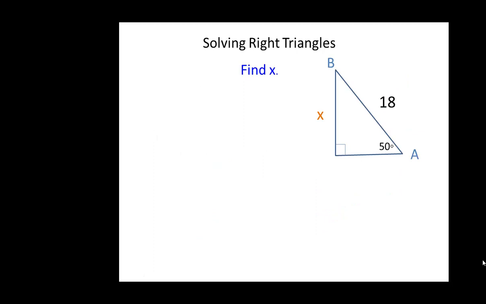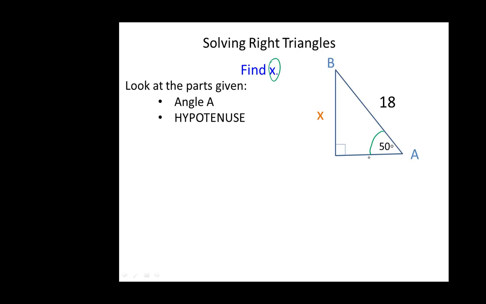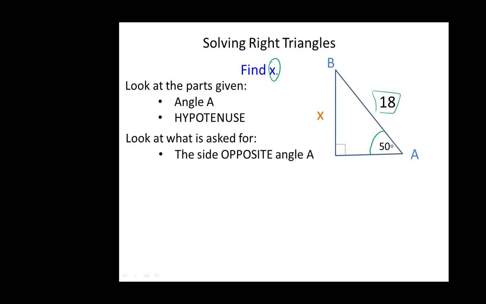Here's our first example. We're asked to find x, and the first thing we want to do is see what they have given to us. They've given us angle A as 50 degrees, and the length of the hypotenuse is 18. What are we being asked for? Well, x is the length of the side which is opposite angle A. This is what we're being asked for.